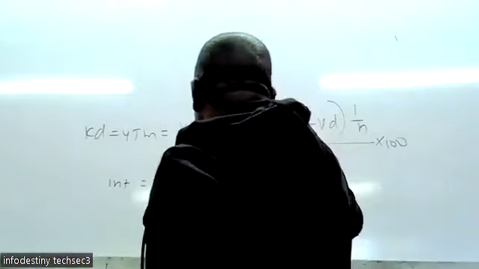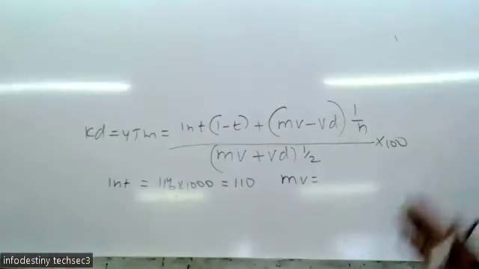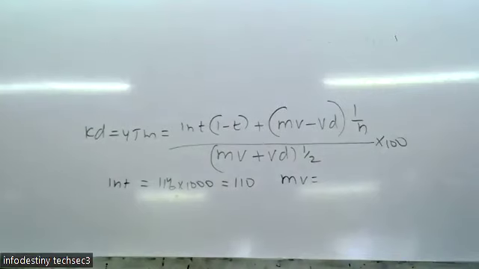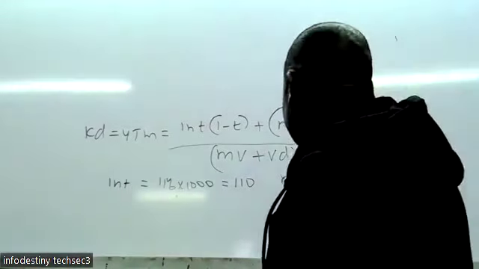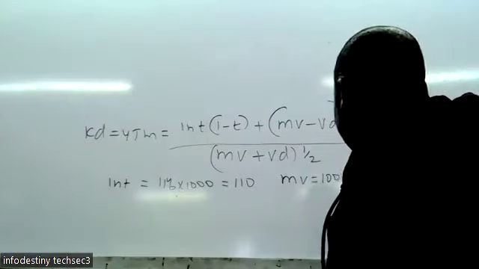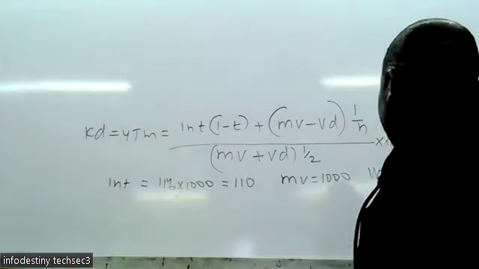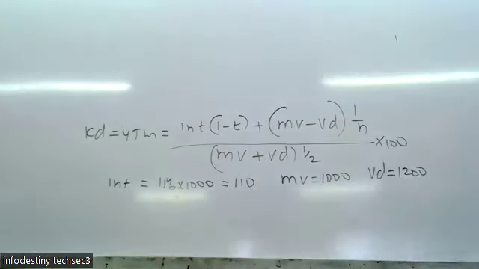Then maturity value, unless otherwise stated, it is always the par value. So it will be the 1,000. Then current value is given as 1,200.